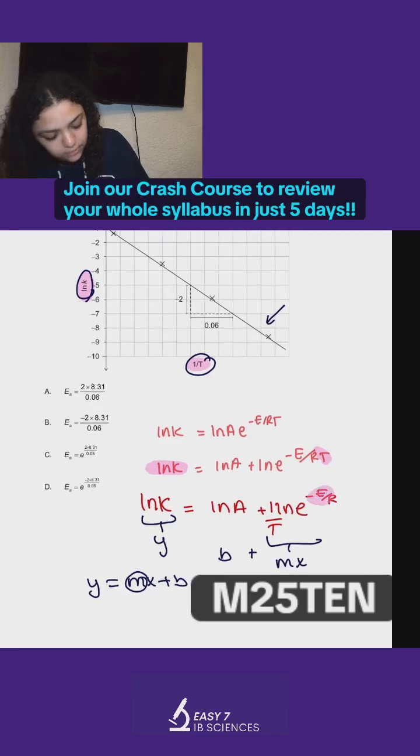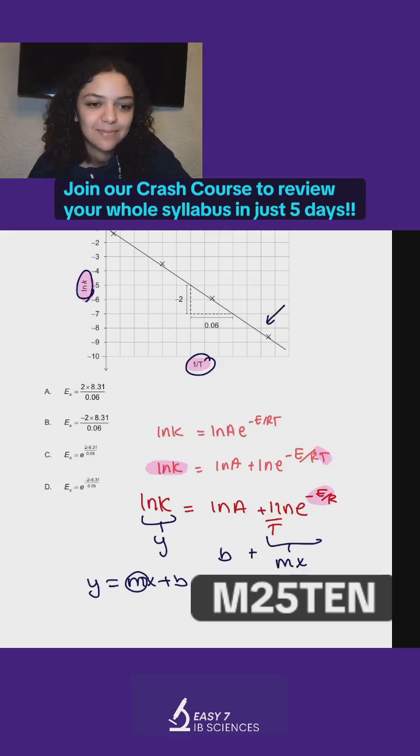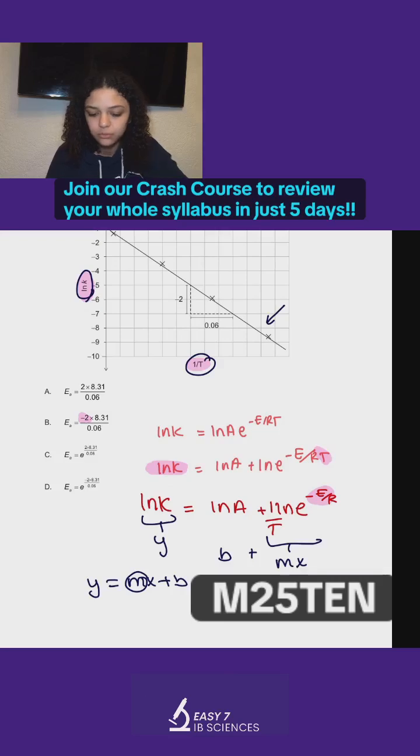Negative. Can anyone tell me? Is this HL? Yes, it is. Don't worry. This is where I quit. Yeah, I know. Me too, Yasmin. Exactly. So we know it's negative 2, the gas constant, which is 8.32, divided by 0.06. Okay? That's why my answer is B.